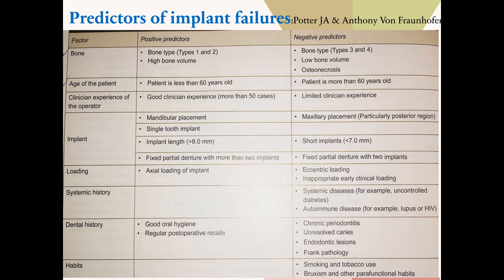And the loading type, if there is axial loading, that is always a positive predictor, and we have to avoid off-axis loading. The systemic history, if it is present, is a negative predictor. Dental history, again chronic periodontitis and also unresolved caries or endodontic lesions, etc. are negative predictors. And finally, habits like smoking, tobacco, and parafunctional habits again are negative predictors. So these are the factors that affect the implant prognosis.